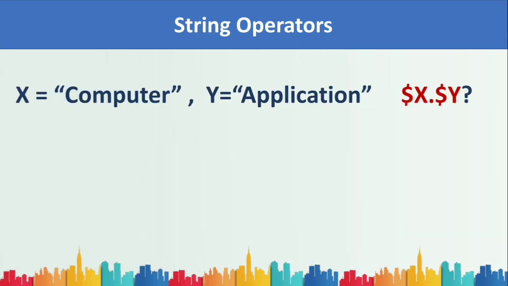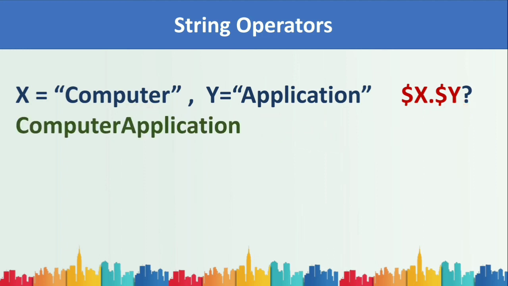Now look at this example. Here we have two variables x and y. The string stored in the x variable is computer and in the y variable is application. If you want to join both the words together, we have to use the concatenation operator. That is, in between both the variables, you have to keep a dot symbol. This will return both the words together. It joins two words.